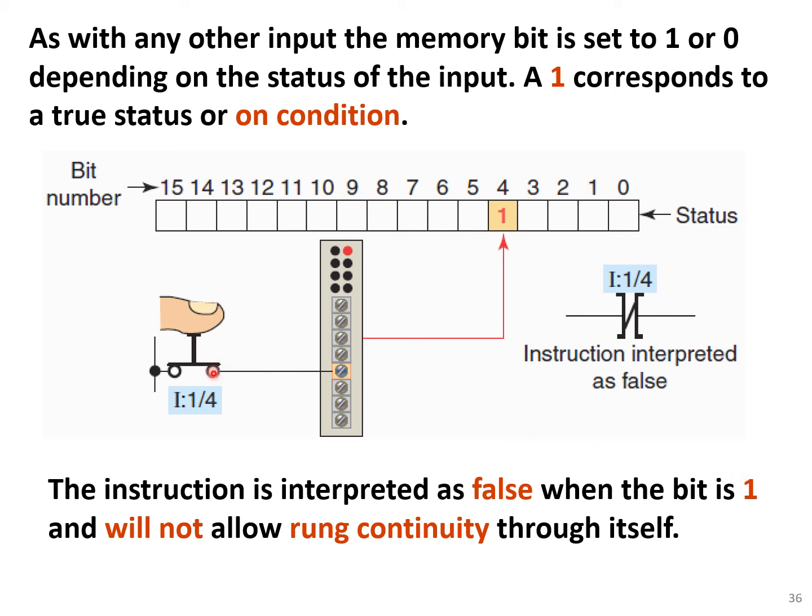So here the bit is 1. If the bit is 1, then the status of the contact will be false or 0 and will not allow run continuity through itself. So it's basically just the opposite of XIC.